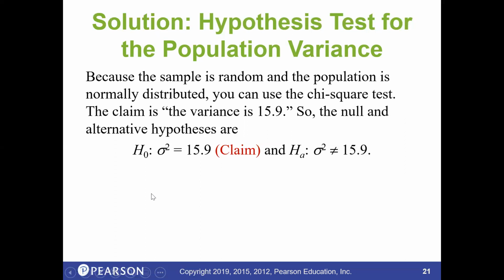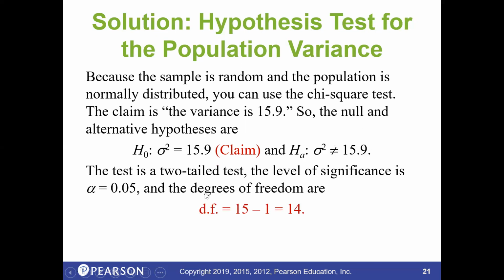And I have something that looks like this. Let's see if this makes sense here. So H naught is sigma squared, which is variance, equals 15.9, and that's our claim. The alternative hypothesis is the fact that variance is not 15.9. That's what we got here. Degrees of freedom is 14. Alpha level of 0.05. We have a two-tail test on our hands.